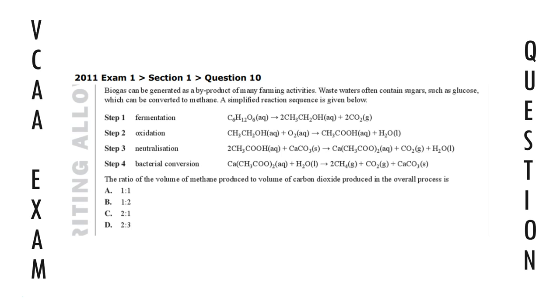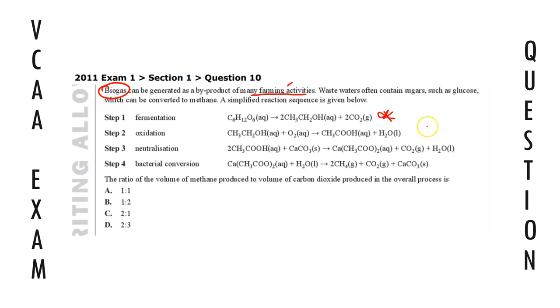So here is a quick multiple choice question. This is from the 2011 VCAA exam, so in the previous study design, but it is still relevant to what we need to understand here. This one is on biogas, so we're talking about a biofuel, and it can be generated as a byproduct of many farming activities, so it's being used as waste. Wastewaters often contain sugars such as glucose that can be converted into methane. A simplified reaction sequence is given below.